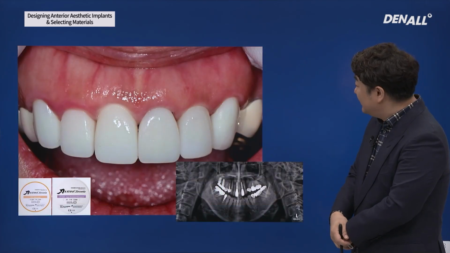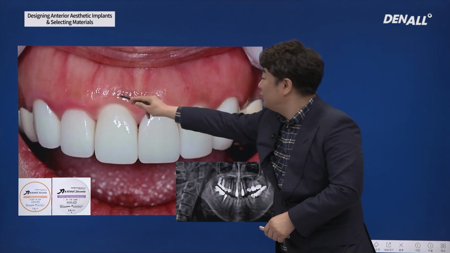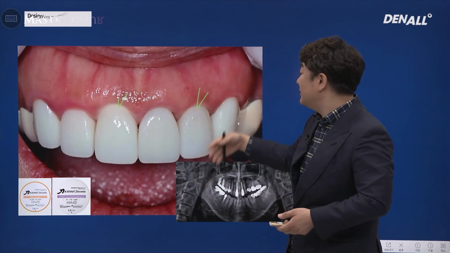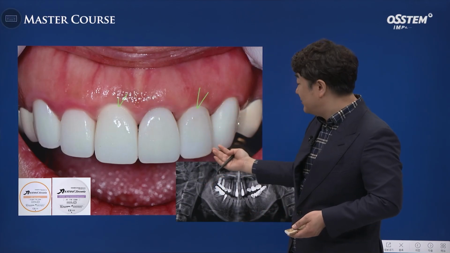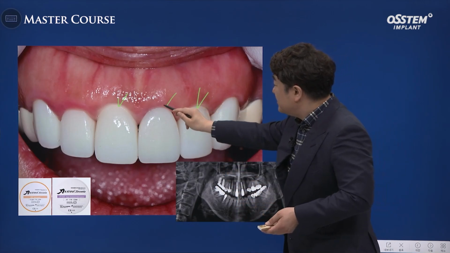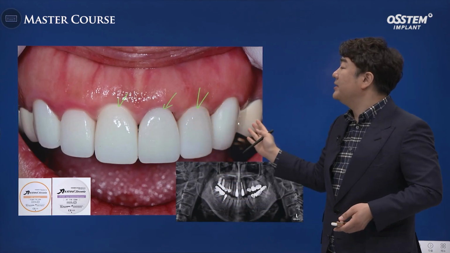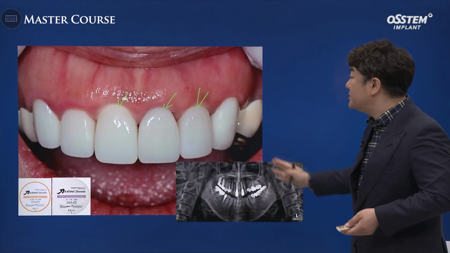This is the same case. These two are zirconia abutment, monolithic zirconia crown, and this is a natural tooth crown. Compared with the crown of the natural tooth, the aesthetics are quite nice.